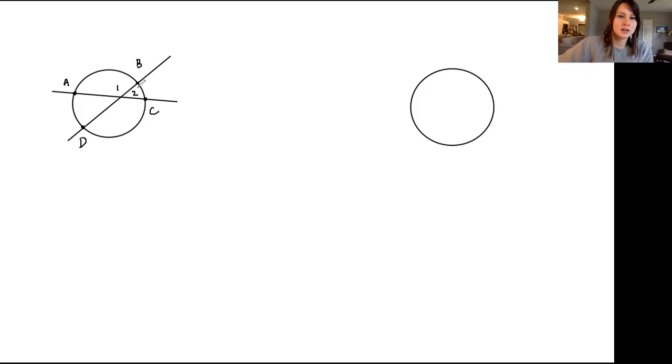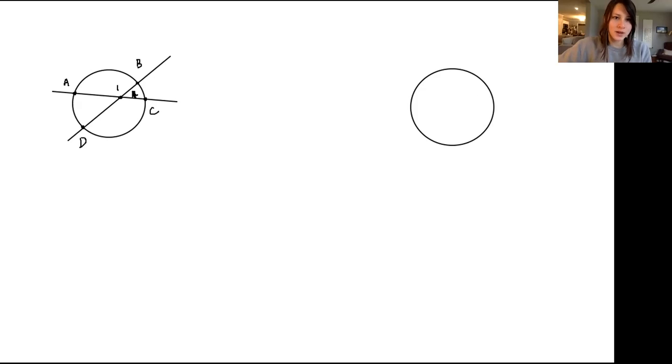So here's the big idea. If you have two secants or chords, because a chord is really just the part of the secant that's inside the circle, if you have two secants or chords that intersect in the interior of a circle, so they intersect inside the circle, then the measure of an angle that's formed, so here's like angle 1, angle 2, we could say angle 3, angle 4, right? These angles are formed by their intersection. The measure of the angle that's formed is actually half the sum of the arcs intercepted by the angle and its vertical angle. Okay, so that's a mouthful.